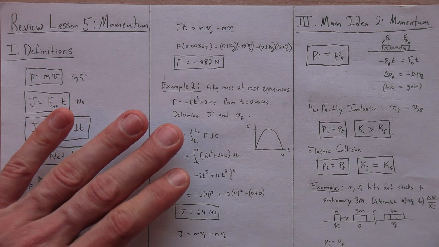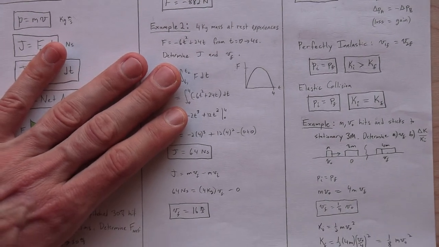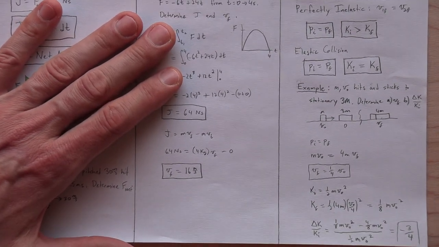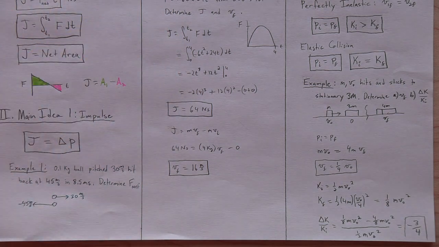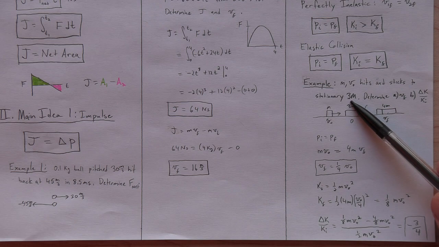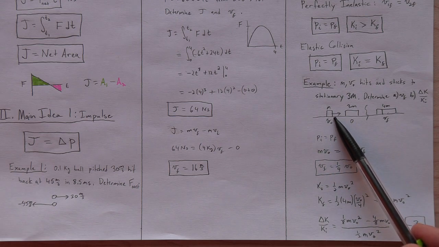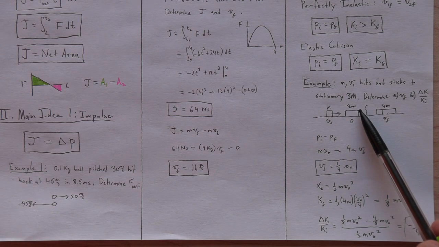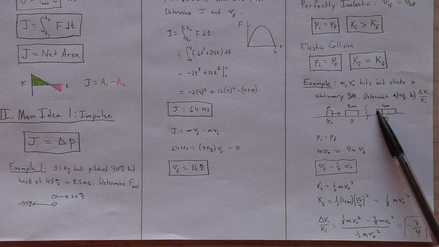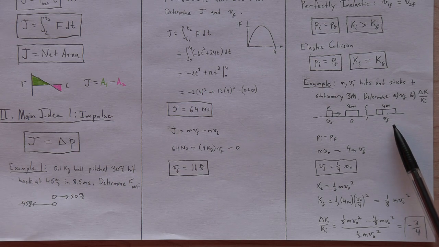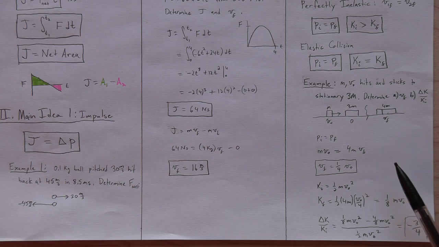Here's an example of a kind of calculation you might encounter with main idea 2, momentum being conserved. So we've got mass m moving at v0 that hits and sticks to a stationary 3m. They stick together. Determine the final speed, and then the ratio of the change in kinetic energy over the initial kinetic energy. So here's a diagram of what's happening. M moving at v0 targets this mass not moving. After they stick together, one mass, 4m, moving at a final speed.